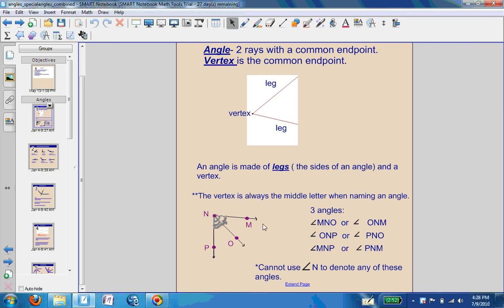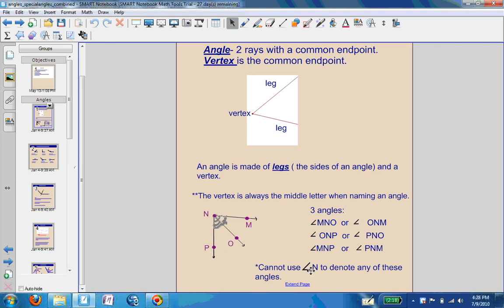So for example, in this big angle here, we would denote that angle MNP, where N is the middle letter, or PNM with an angle symbol before it. The smaller angles are denoted angle MNO or angle ONM. Either order is fine as long as N is our middle letter, showing that it is the vertex. Our other small angle is denoted similarly.